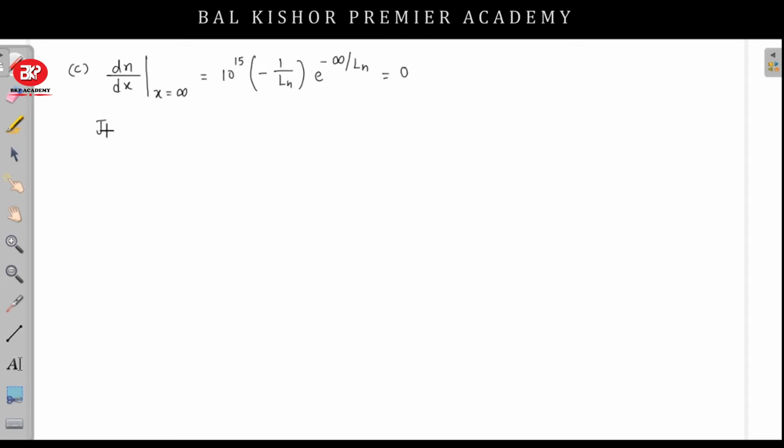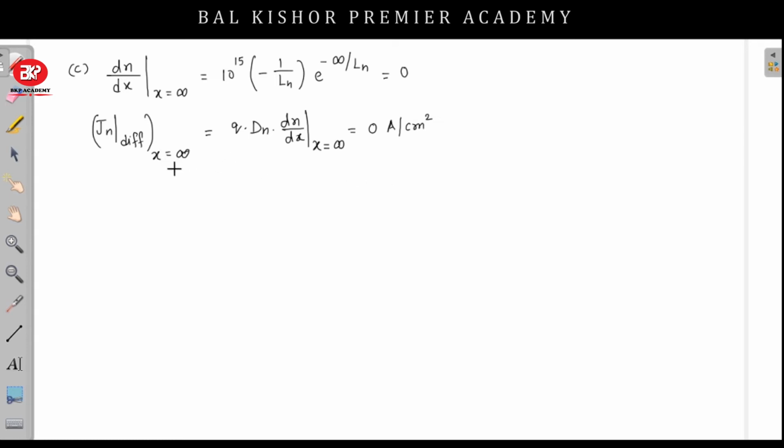So the Jn diffusion at x equals to infinite will be q into Dn and dn by dx at x equals to infinite. So we know that dn by dx at x equals to infinite is 0, so ultimately we'll get 0. So in this way we can calculate the current density at different values of x.